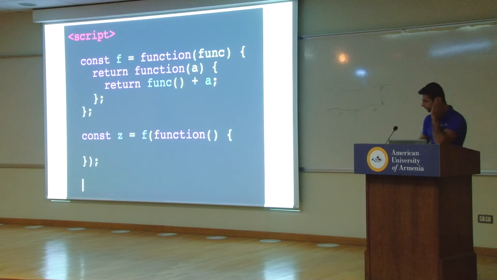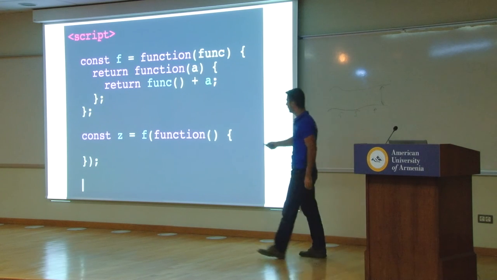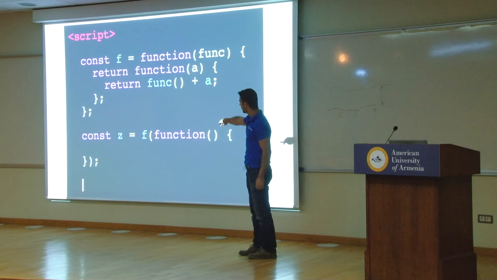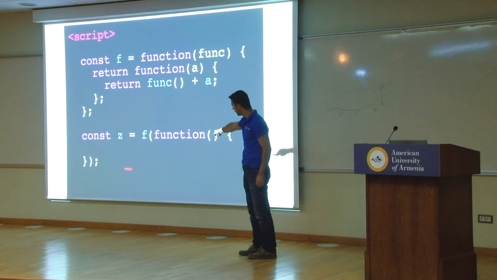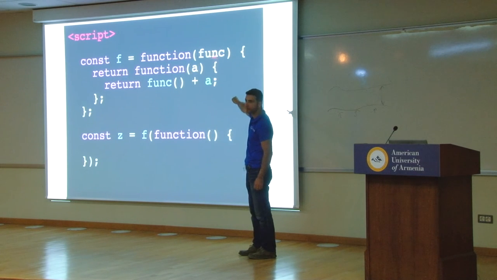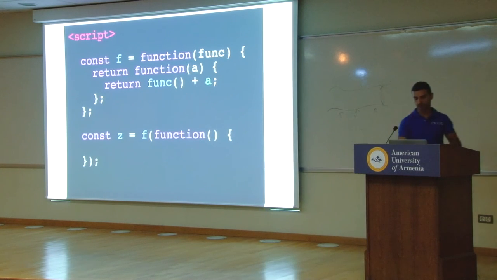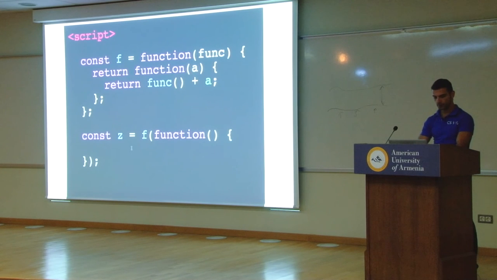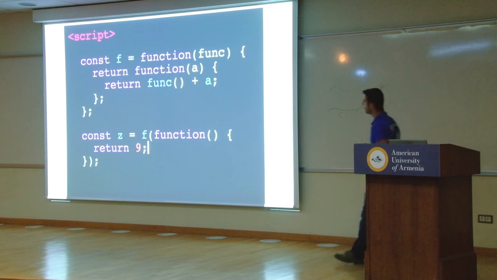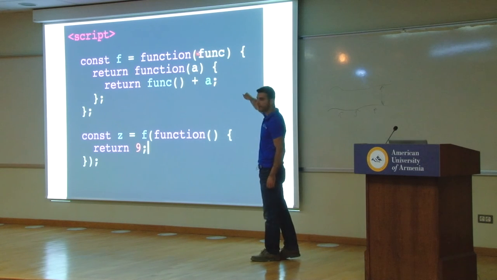Before we move forward, look, this is f, right? That's f. We take this whole value here from there until there, and we pass it there. So func takes that function, right? Let's give that function some capability. Let's return, I don't know, 9. So now this func is a function that returns 9, right?